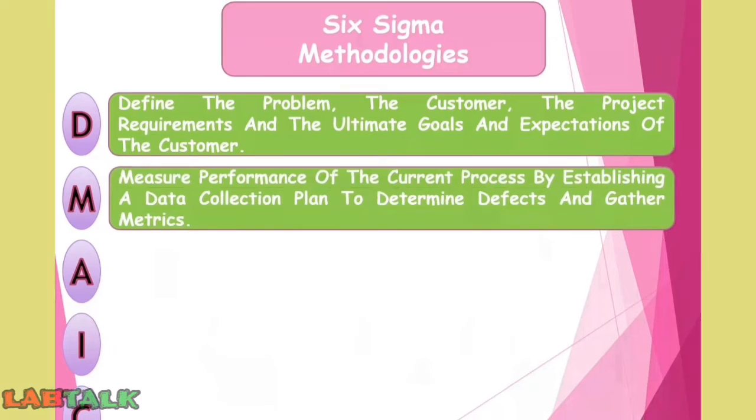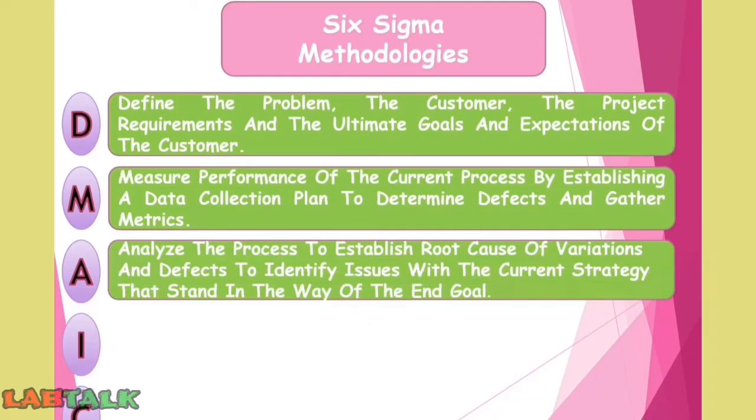The next step becomes analyze. We need to find out the gap between the current processes and the goals. So analyze the process to establish root cause of variations and defects, to identify issues with the current strategy that stand in the way of the end goal. So what is the gap between the current processes and the expected goals or the defined goals that needs to be analyzed? So this is a gap analysis of the current state with the expected state.